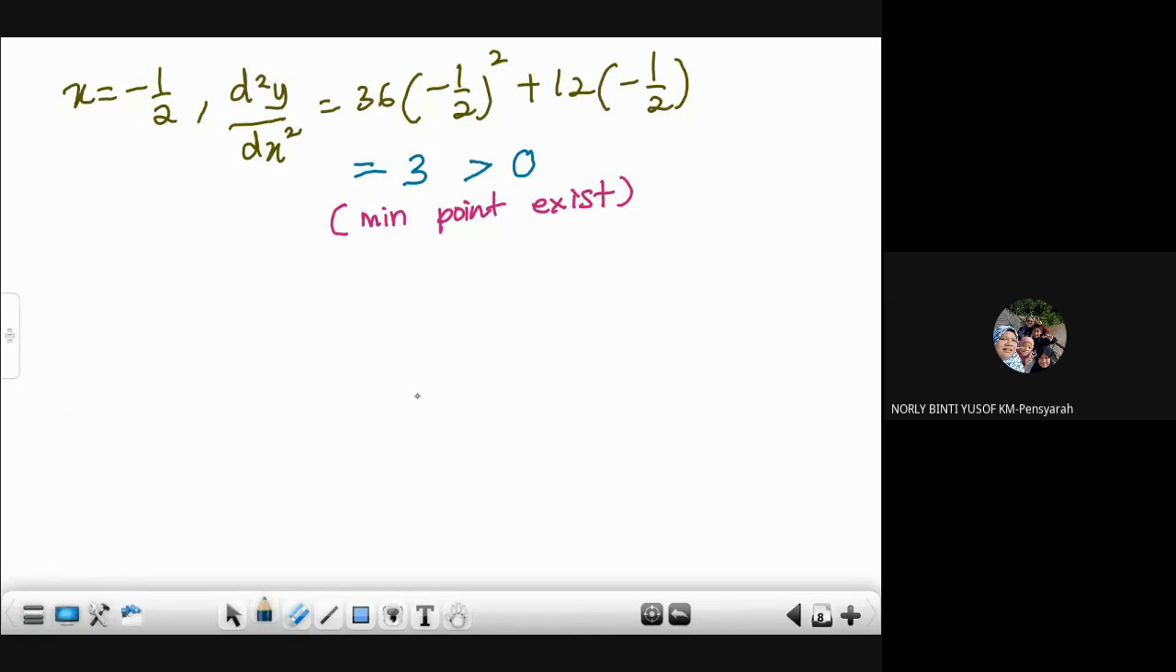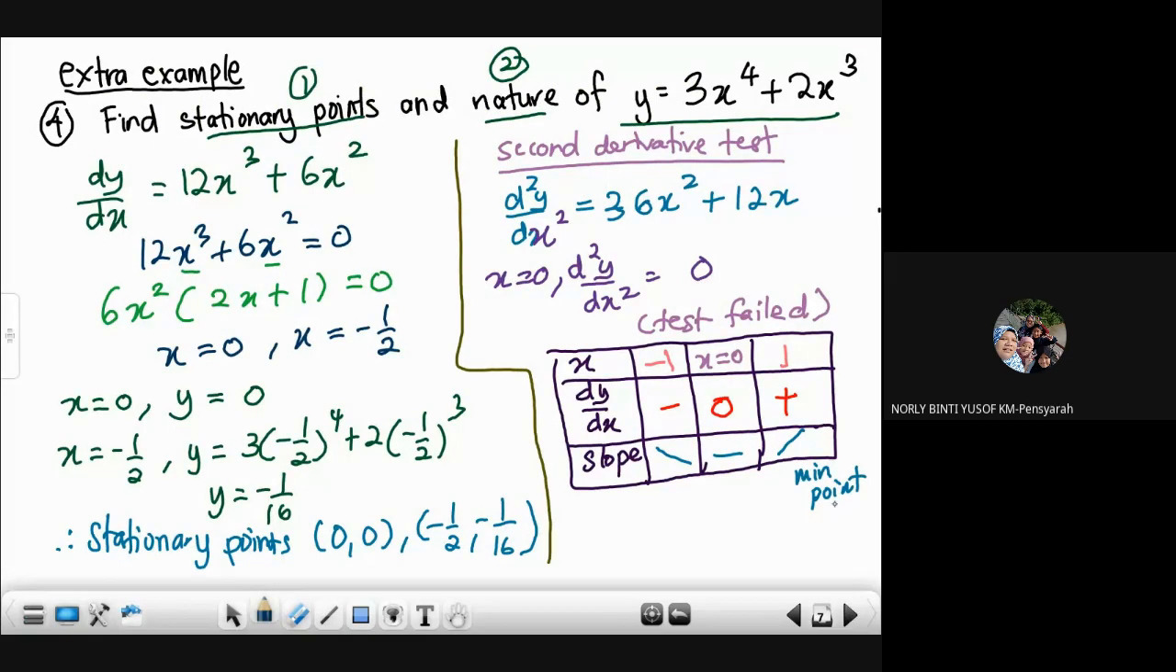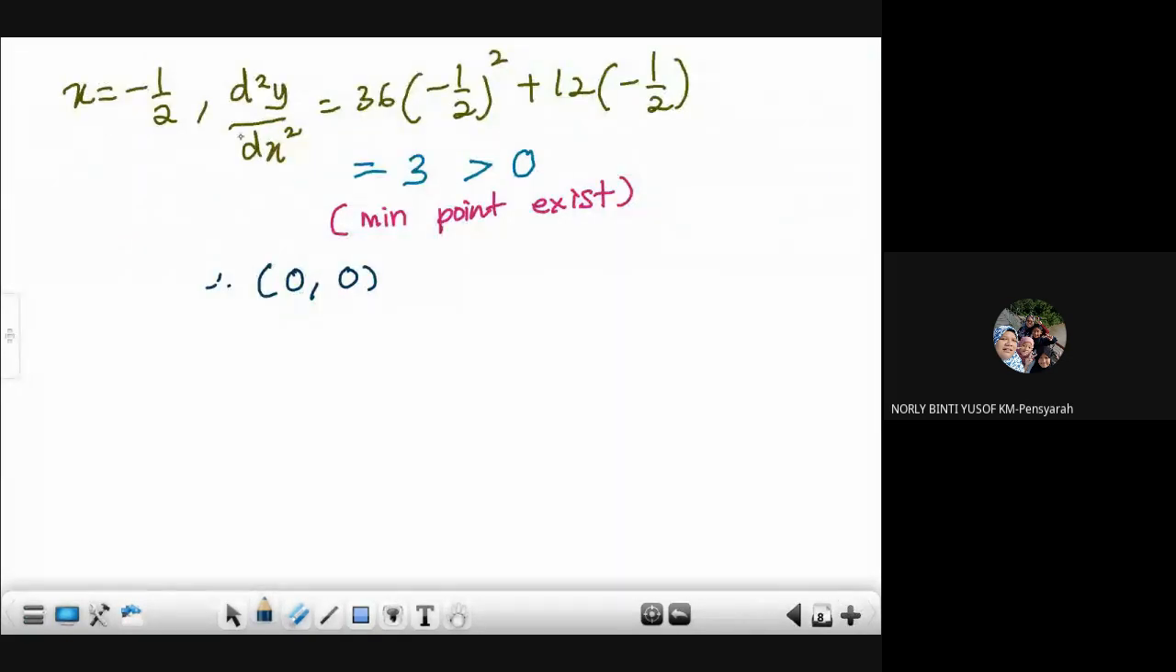Then barulah you buat conclusion untuk nature point you. You ada 2 point. Dua-dua point tu kebetulan minimum point. Ni dapat daripada first derivative sebab test fail untuk second derivative, minimum point. Untuk yang negative half you dapat minimum point daripada second derivative, test you tak fail lah. So dua-dua nature dia sama, so you boleh koma lah as the point. Then you write is minimum point.